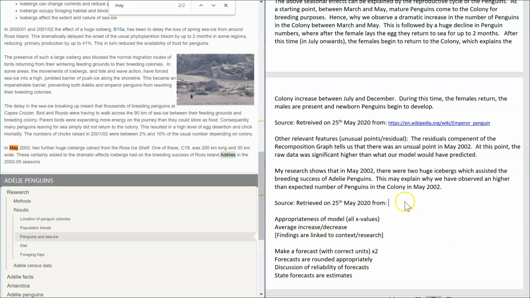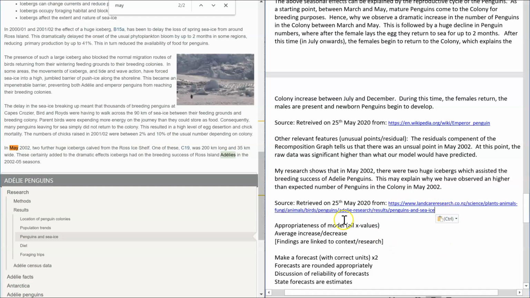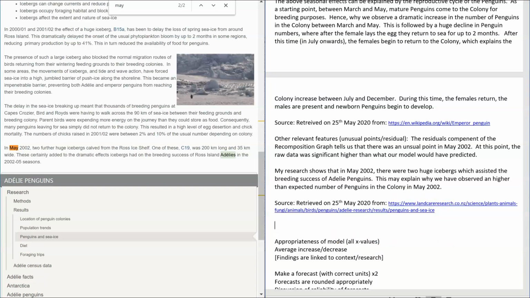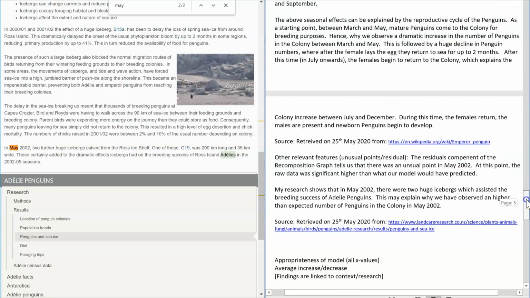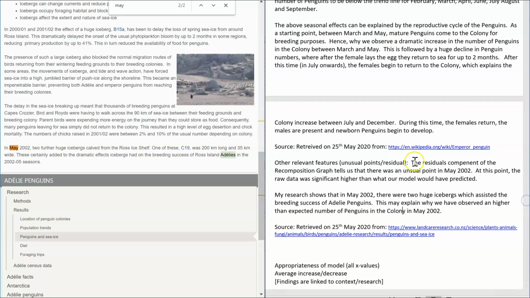I'm quite shocked that I was able to find an article that explained the exact point in May 2002. But again, that just adds evidence that we are probably looking at Adelie penguins, which we weren't given as context at the beginning. So I'm very happy with that find. Let's get back on here.